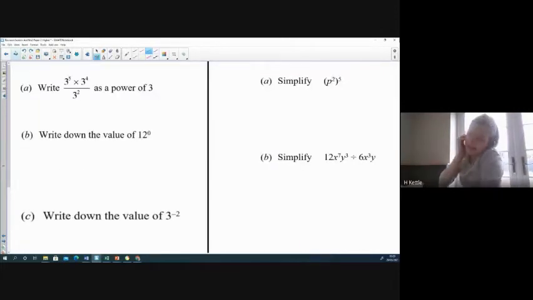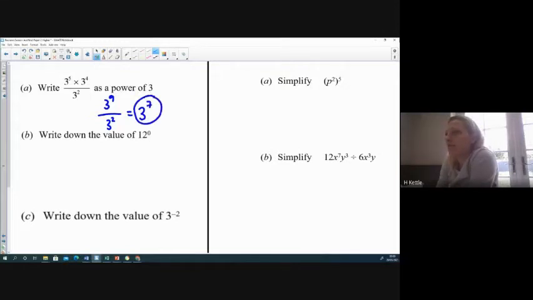Okay, on to indices. Write 3 to the power of 5 times 3 to the power of 4 divided by 3 to the power of 2 as a power of 3. Now we know that when we multiply, we add the powers, and when we divide, we take the powers away. So this would be 3 to the power of 9 over 3 squared. And we're going to take that away because we're dividing. So my final answer would be 3 to the power of 7.